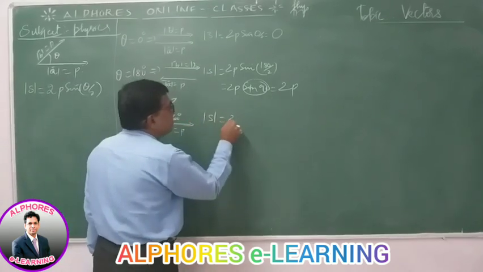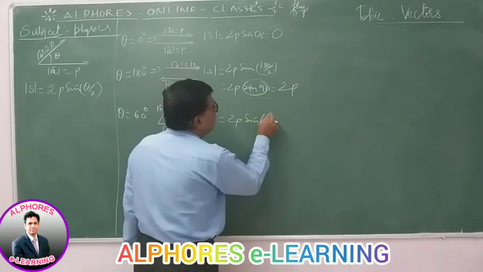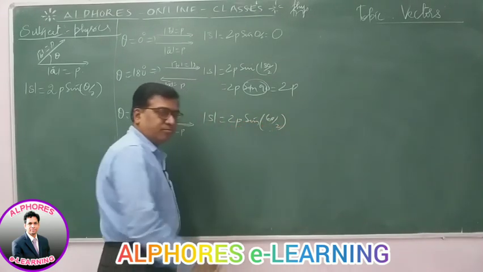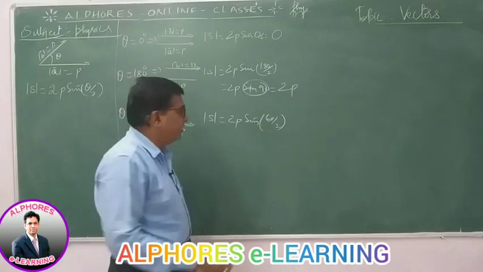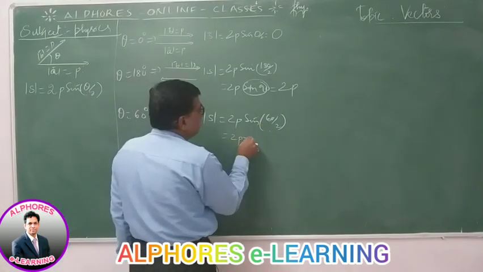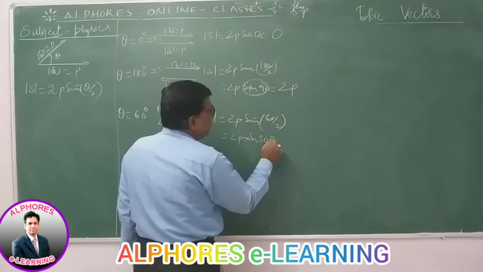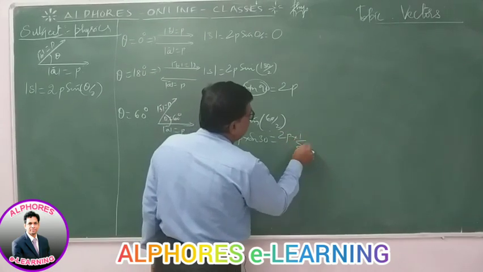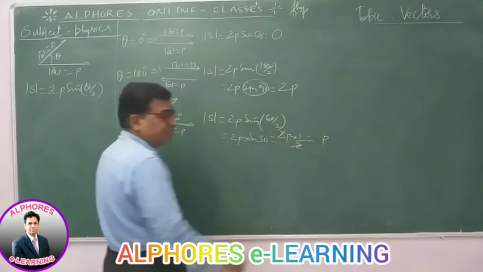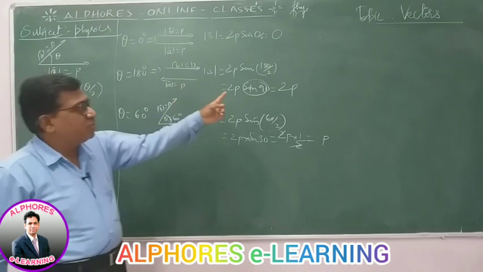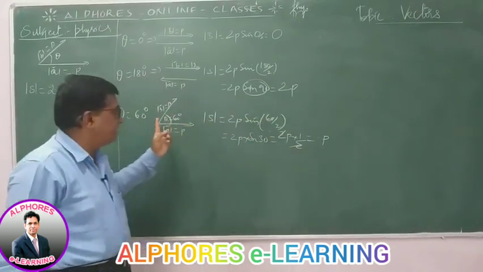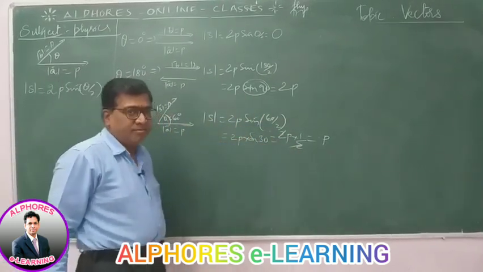Then mod S is 2p sin of 60 by 2, well, sin 30, so it's 2p sin 30. We know sin 30 is 1 by 2, so we will get it as p. For 180 it is 2p, and for the angle 60 degrees the resultant is p.